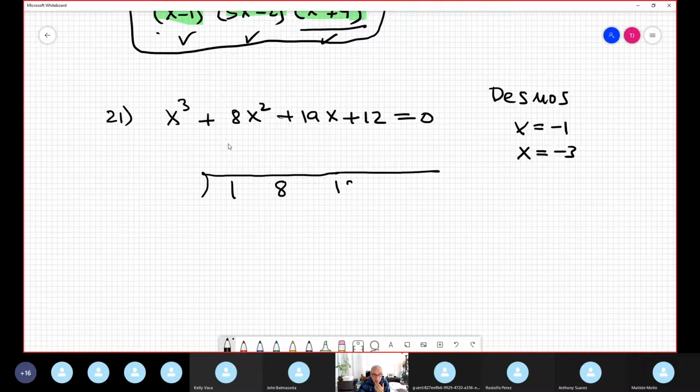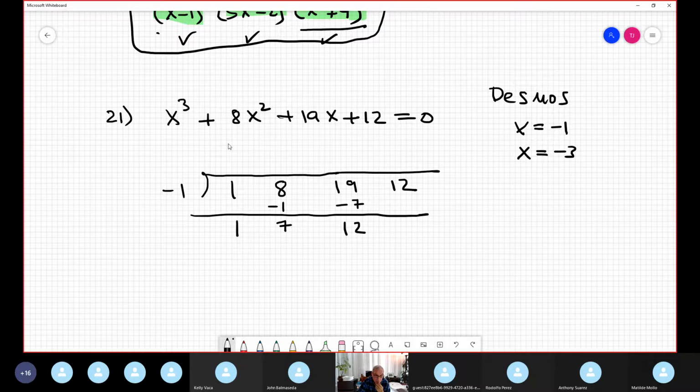1, 8, 19, 12, and divide by -1. Bring down 1, -1 is 7. 7 times -1 is -7. This is 12. And 12 times -1 is -12. Fantastic. 0 remainder. The factor x plus 1 is a factor of our polynomial.